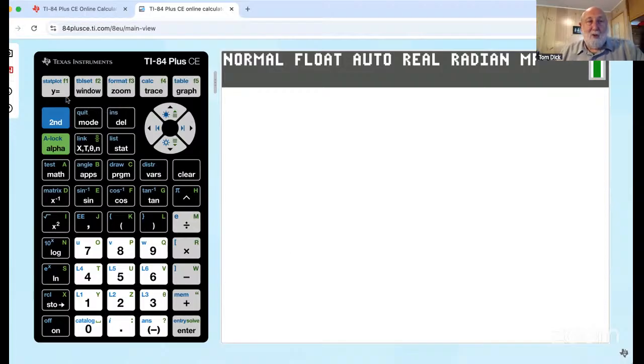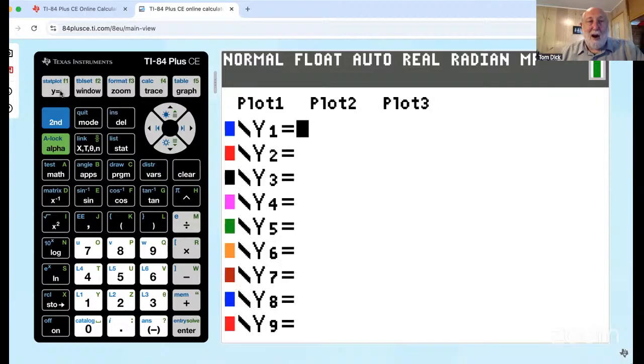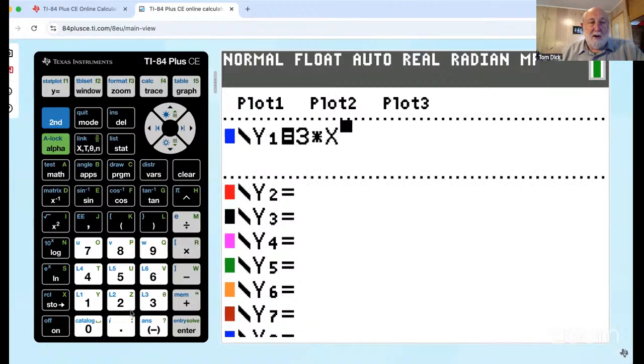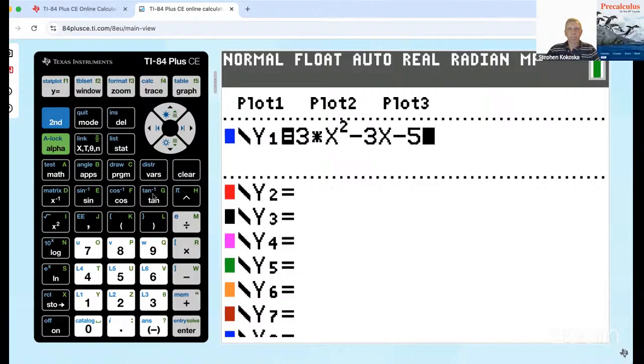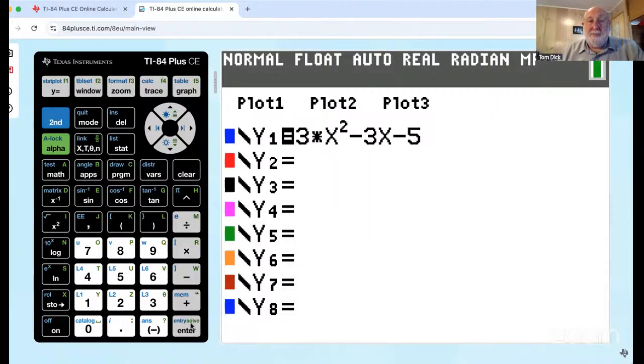So I'm going to launch right into this and get to my y equals menu and go ahead and enter that quadratic that Steve was analyzing. So we've got our 3 times x squared, and arrow down, and let's see, minus 3x plus 5, I think, or minus 5. Is that right? Yeah, minus 5. Okay, let's get that entered. And then let's do just a quick graph.